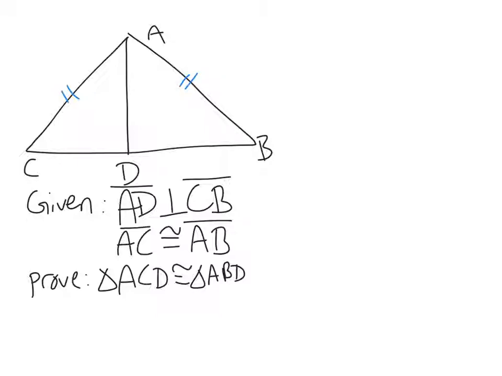Let's see what else I could do here. Well, perpendicular. What does it mean to be perpendicular? To be perpendicular means I have right angles. It means that AD forms right angles with that line CB down there. So ADB is a right angle, and ADC is also a right angle. I've got two right angles.